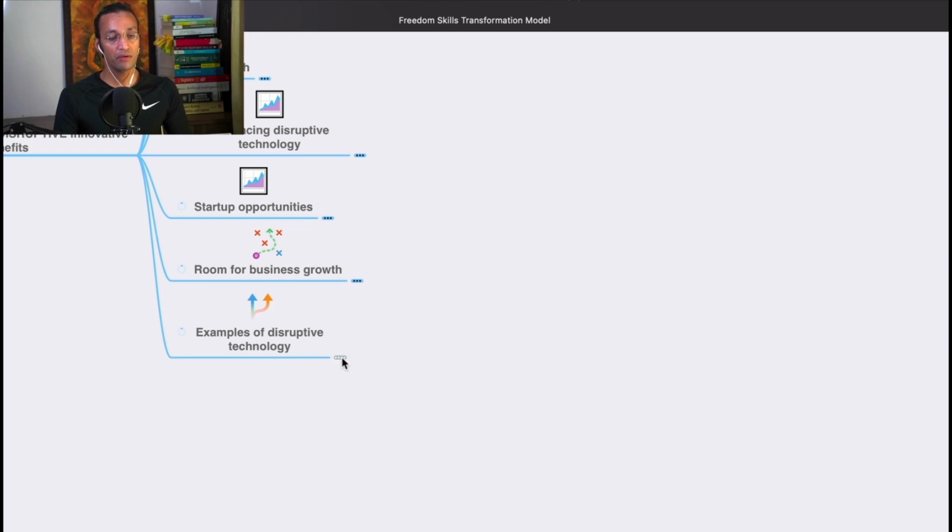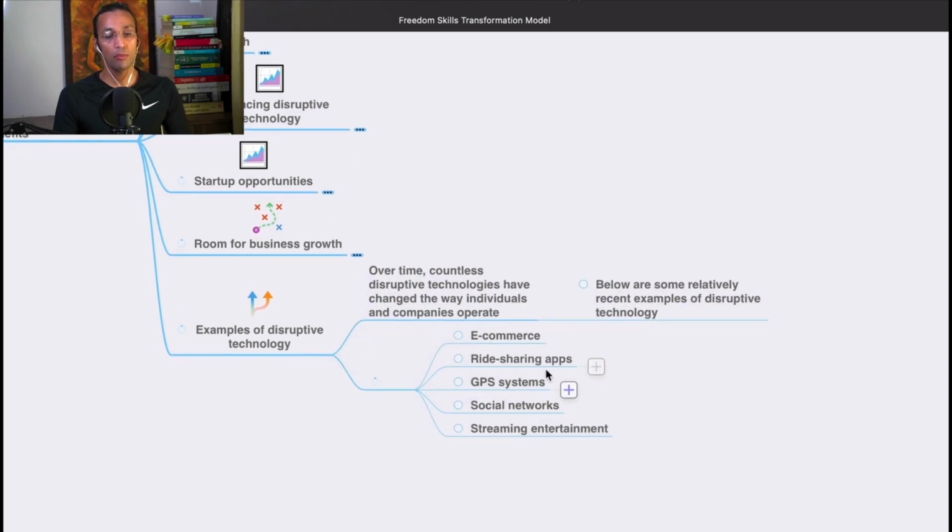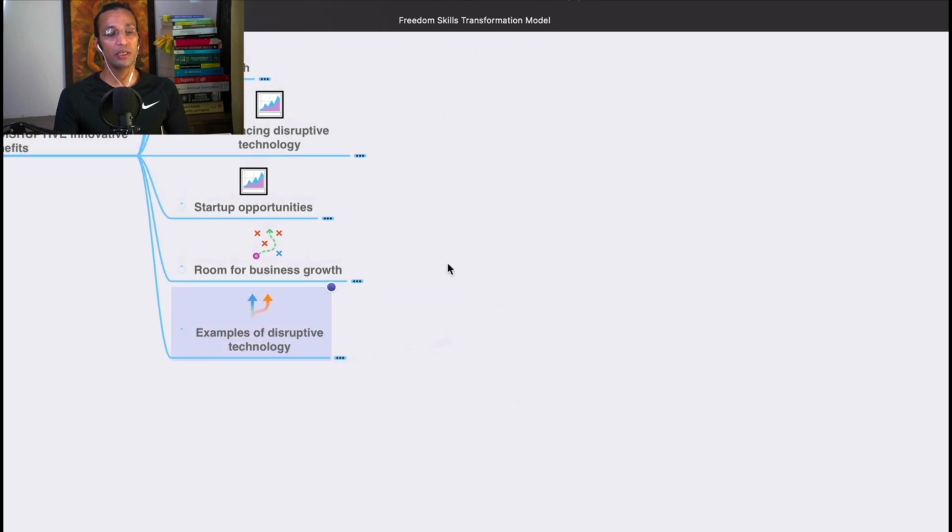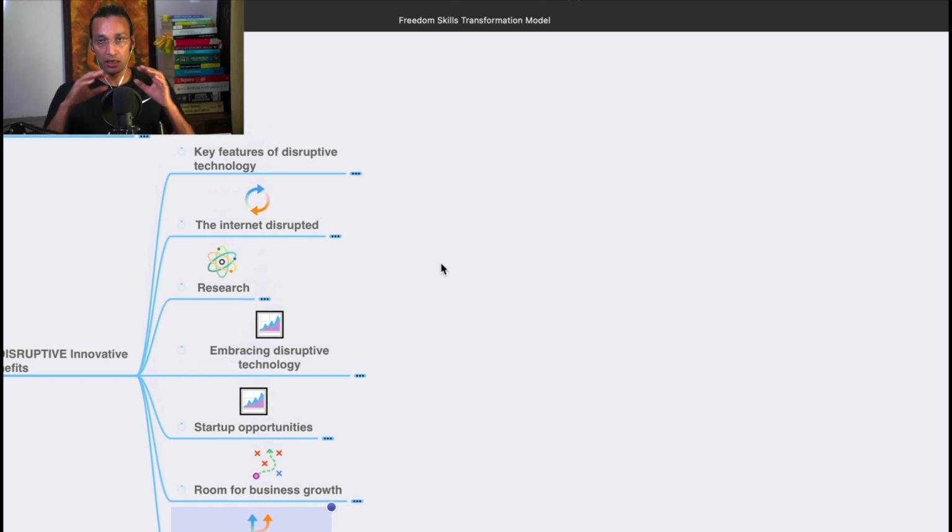Examples of disruptive technologies are e-commerce, ride sharing apps, GPS systems, social networking, streaming entertainment, and it has completely changed the entire industry. AI is the fourth industrial revolution. It is a $16 trillion industry. Till 2030 it will be a $16 trillion industry.